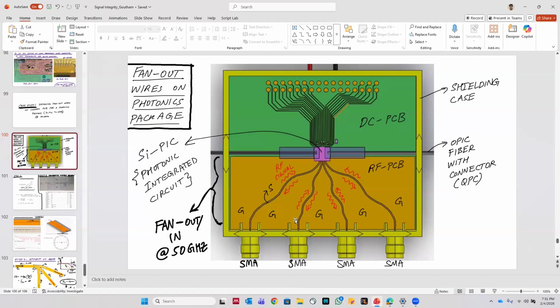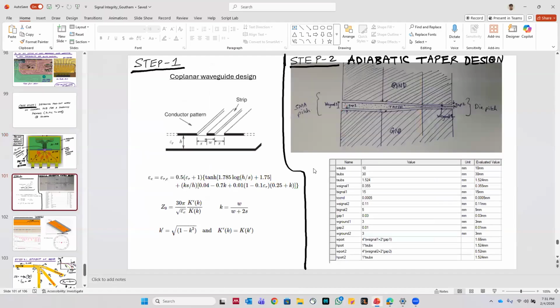So if you notice here, the challenge was how can I design 4 lines where all 4 lines have the same length and all 4 lines are matched, but not only matched at one frequency, they are matched broadband. So they have to be matched all the way from 0 all the way to like 100 gigahertz. Okay. And you look at how that was done.